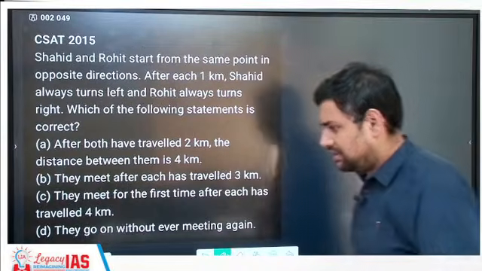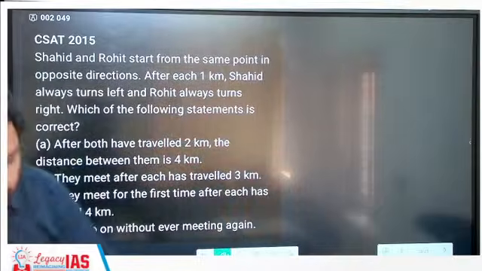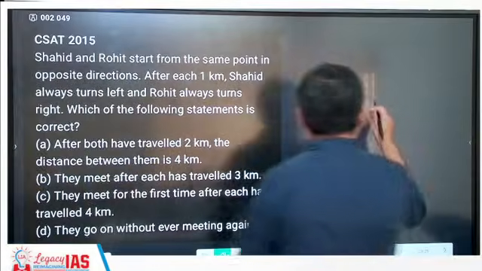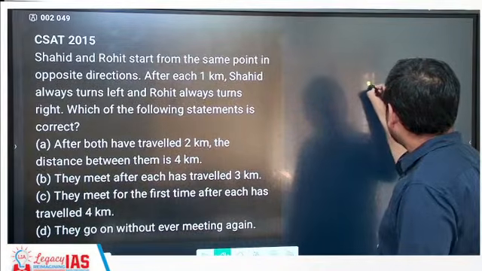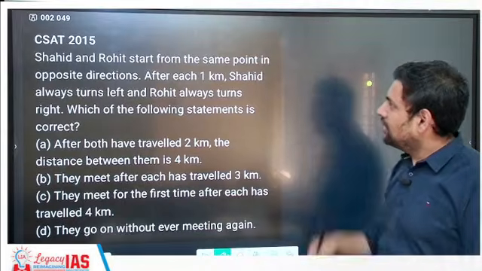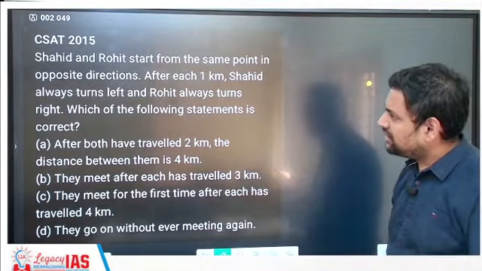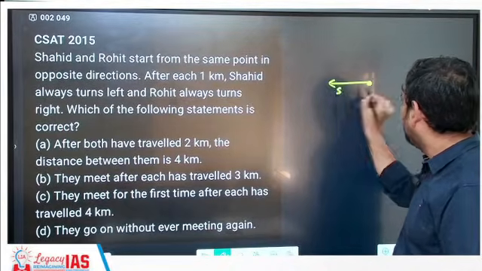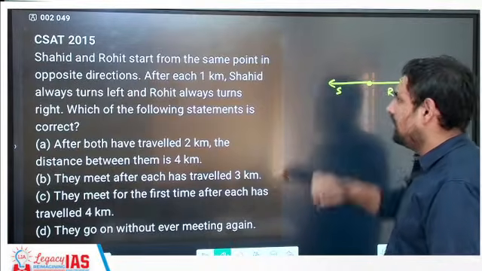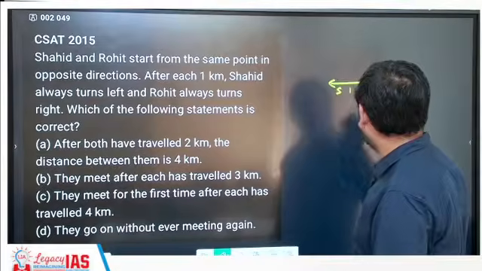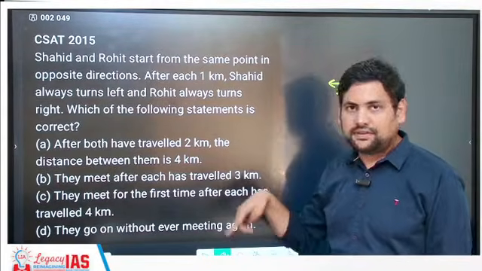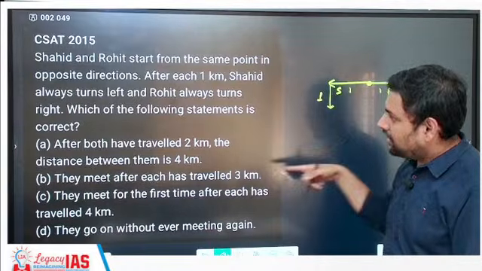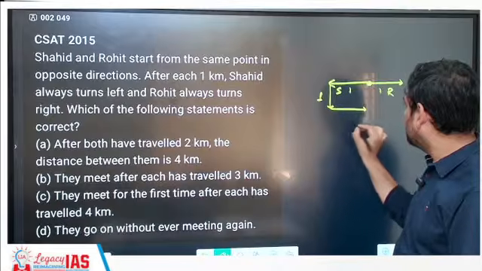Okay, let's try doing this. Shahid and Rohit start from the same point in opposite directions. Does not matter. This is Shahid and Rohit starting in opposite directions. Now it says after each 1 kilometer, Shahid always turns left. So let's say Shahid starts in this direction and Rohit starts in this direction. They travel 1 kilometer, and then Shahid always turns left. So from here, Shahid turns left. He goes 1 kilometer here. Then again he will turn left like this.